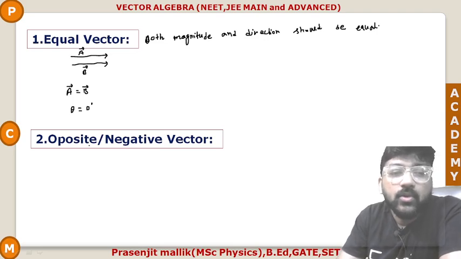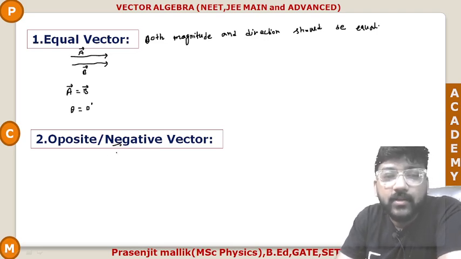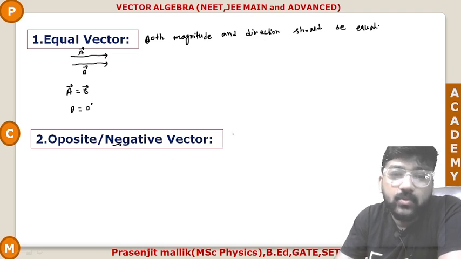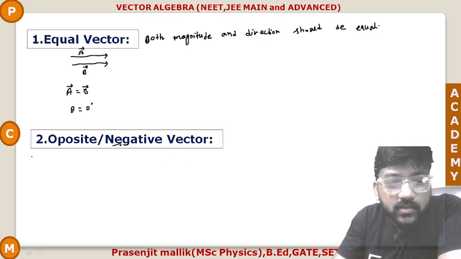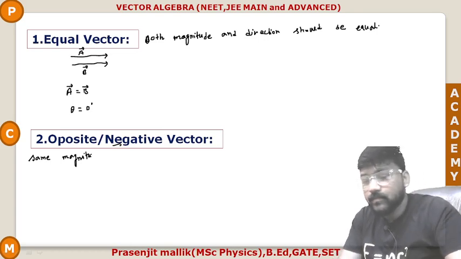Now if you talk about opposite vector or negative vector, then the magnitude is the same but the direction is opposite. Here what you can write is that same magnitude but different direction.